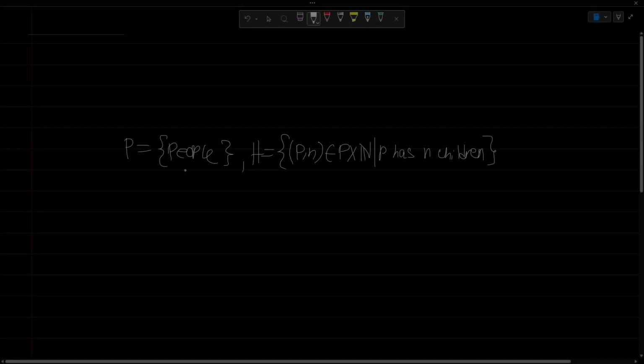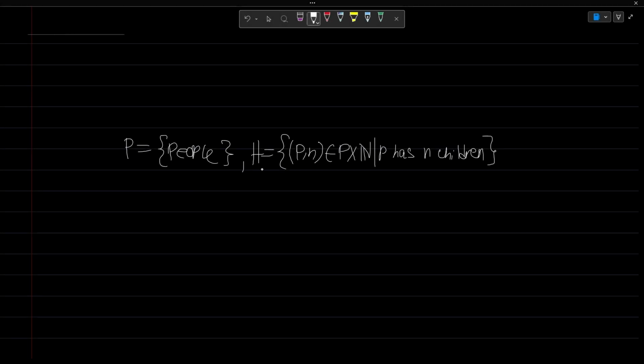Suppose that P is the set of all people, and we define H to be the set of all pairs (p, n) in P cross N, where N is the set of all naturals, such that p has n children. H has a very important property where for any element in the set of all people, there exists exactly one element of the natural numbers to which it is H related.